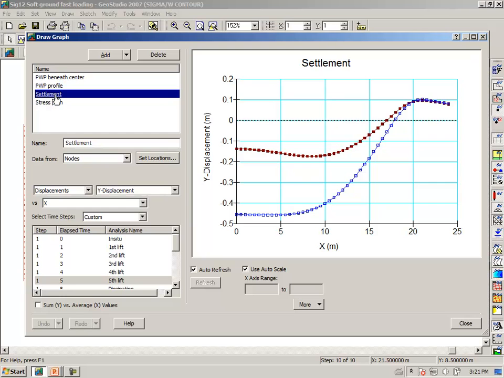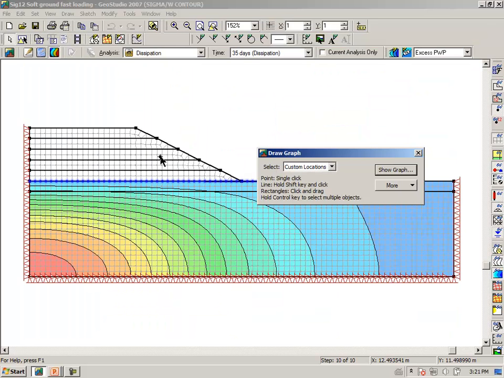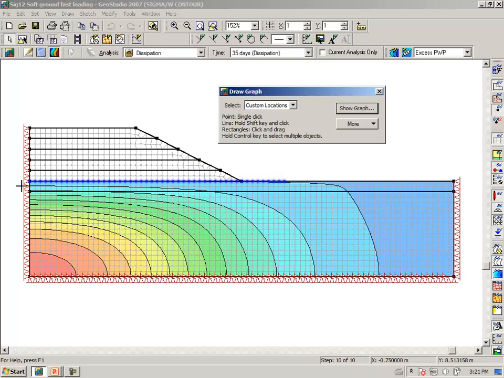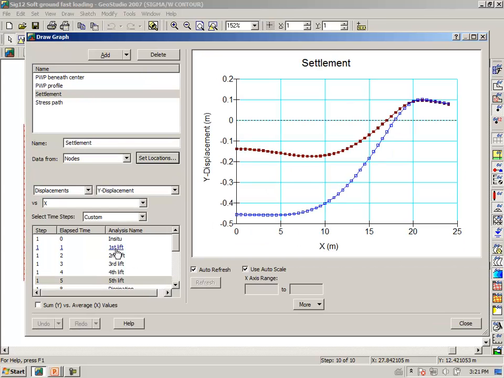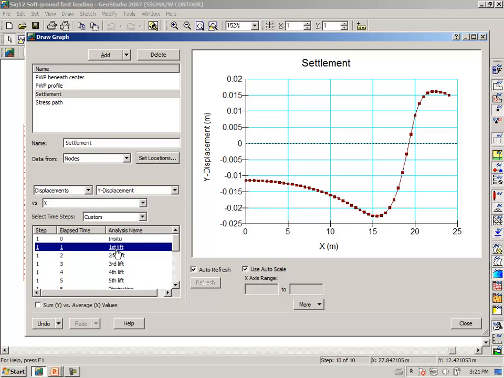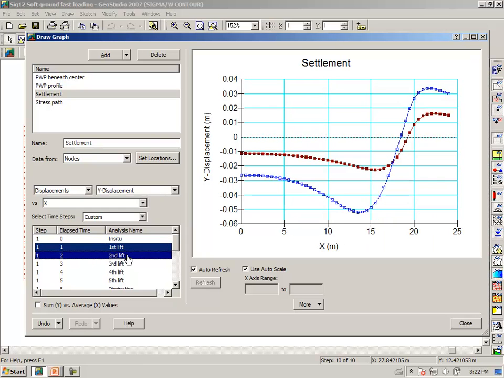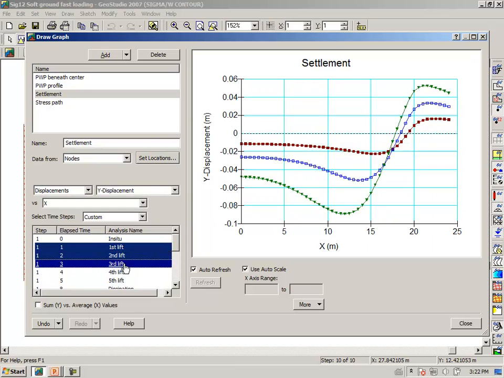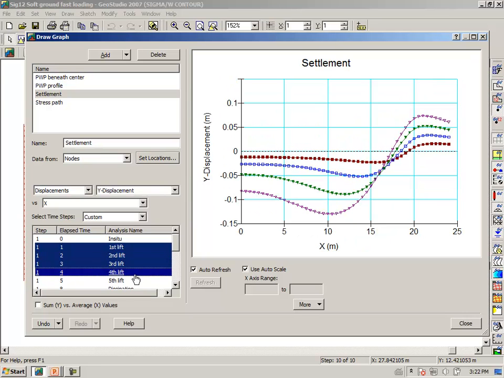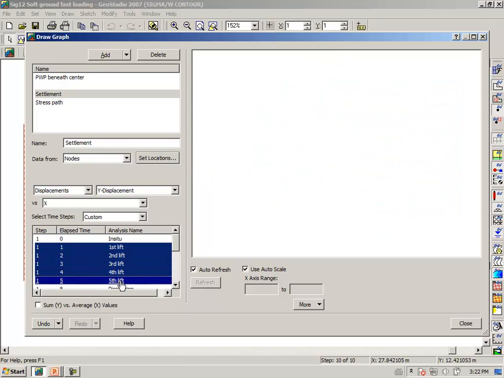We can look at the settlement, and we are looking at the settlement underneath the embankment and some distance outside the toe of the embankment. When we place our first lift, once again we see that the maximum settlement is sort of under the crest of the lift that was just placed. Holding down the control key, we can see the second lift, third lift, fourth lift, and the fifth lift.